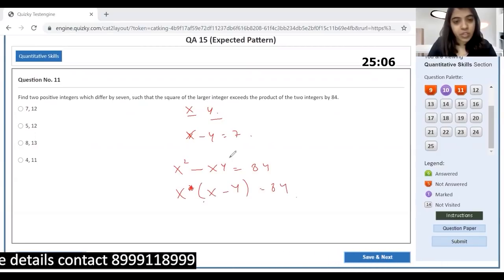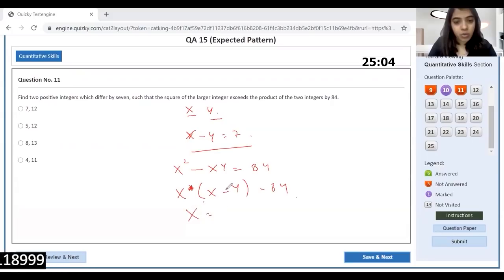X into x minus y, and x minus y is clearly given to us. X would be what? 7, 12. X is 12, y is what? 5. So the two integers are 12 and 5.